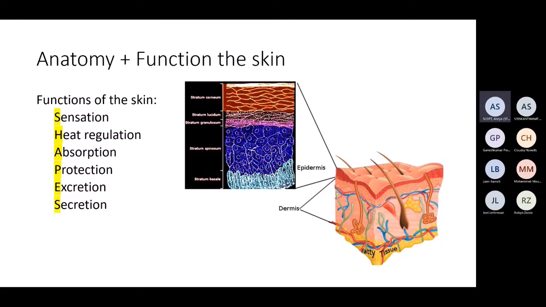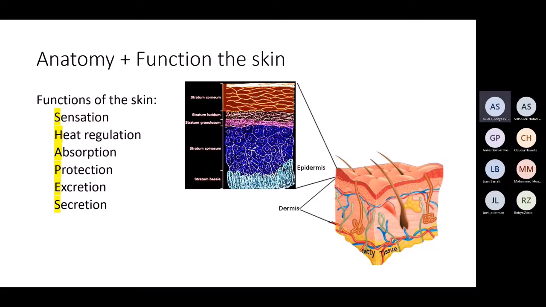And at the bottom, you've got your stratum basale, then you've got stratum spinosum above, then granulosum, then the stratum lucidum, which is actually only present in the thicker parts of your skin. So the soles of your feet and the palms of your hands have the stratum lucidum, other parts don't. And then the top layer is your stratum corneum.